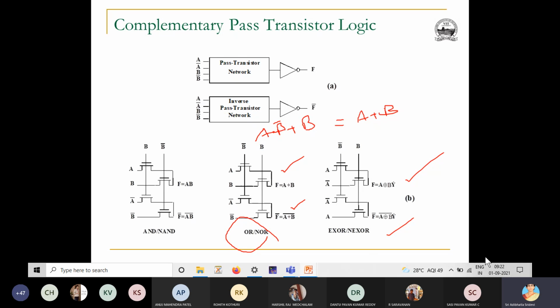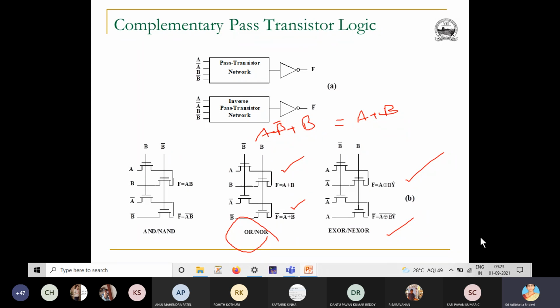So now you are in a position to implement any given expression using all these logics, yes? Or do you have any doubt? Ma'am, one doubt. All the B bars will be replaced with B and vice versa, right? NMOS has to be replaced with PMOS, and the B bar position is to be replaced with B. Yes, we have to interchange B and B bar. Okay, ma'am, now I understand.